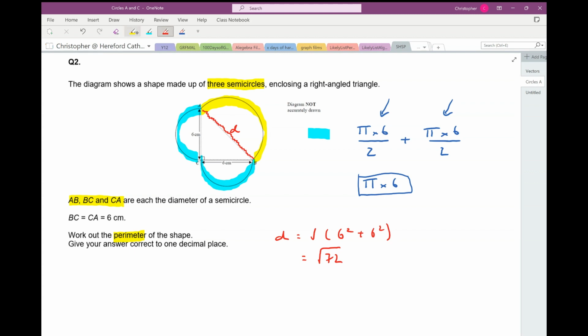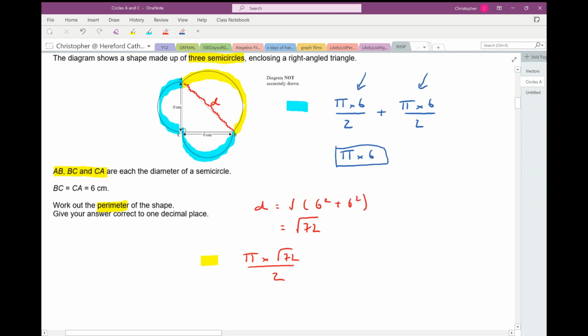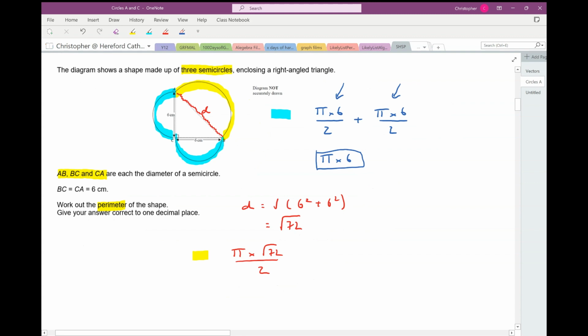So that yellow highlighted semicircle is going to have a length of pi times the diameter, but of course it's only a semicircle, divided by 2. So now I need to write an expression for the perimeter of the whole shape. So the perimeter of the whole shape is going to be the blue semicircle, and then another blue semicircle, plus the yellow semicircle. And that's what I need to work out.